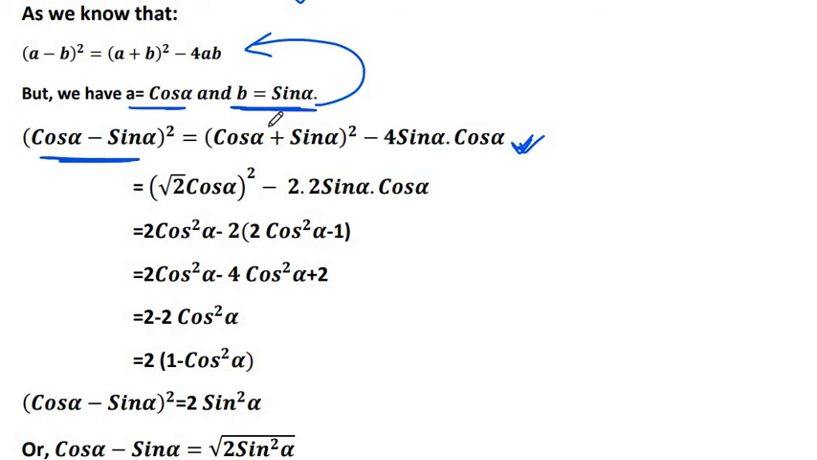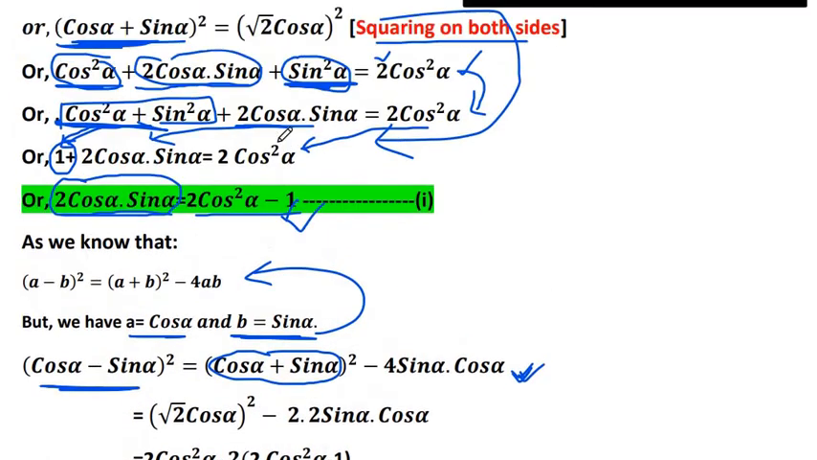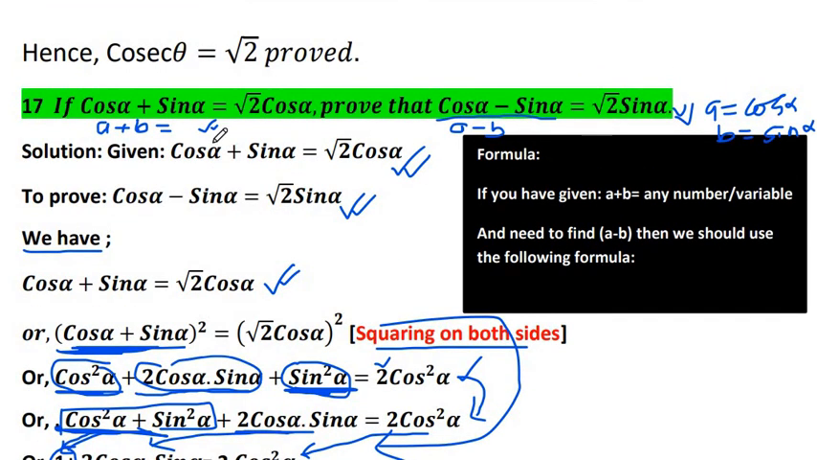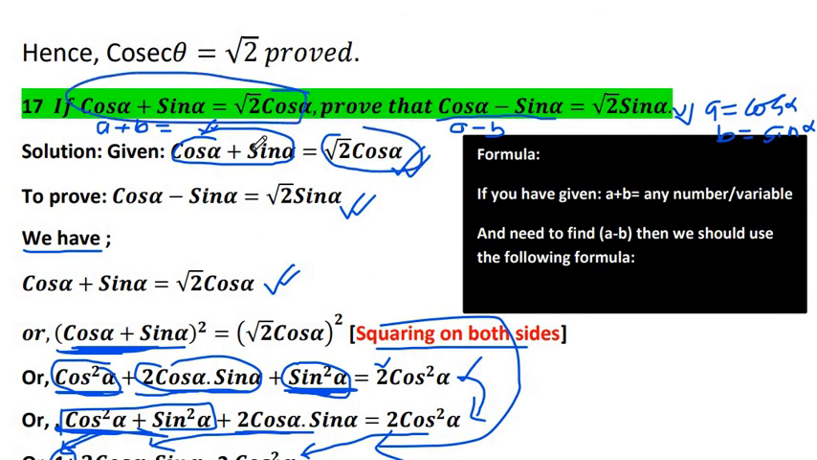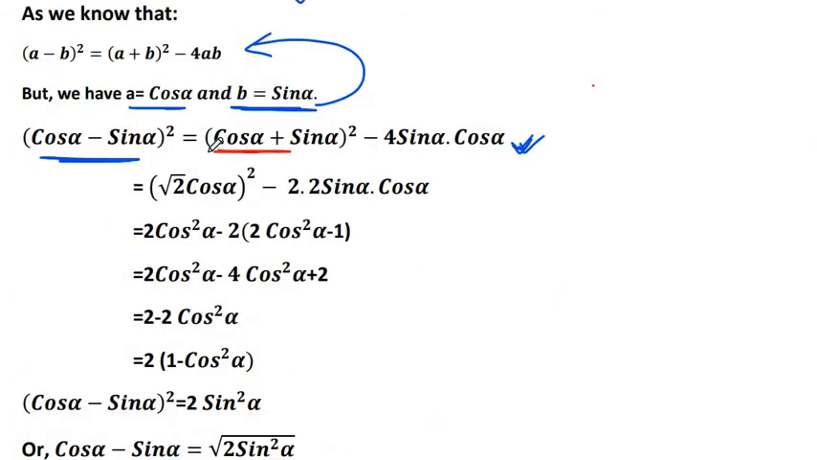And what I did: cos alpha plus sin alpha has a value. It is given by the question. You can see that here, cos alpha plus sin alpha has a value, root 2 cos alpha. It is given by the question. So in the next steps I am going to keep the value of cos alpha plus sin alpha as root 2 cos alpha, but its square is as it is, so I kept that square as it is.